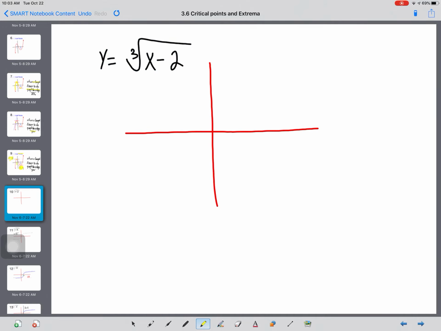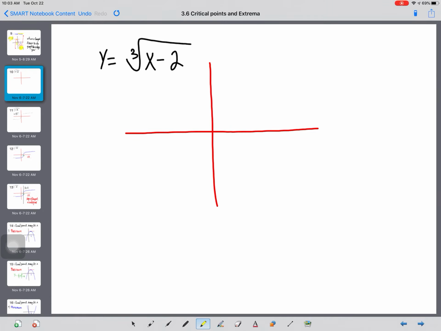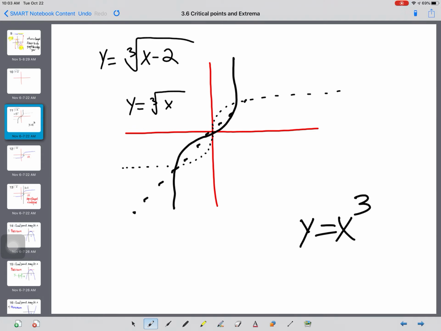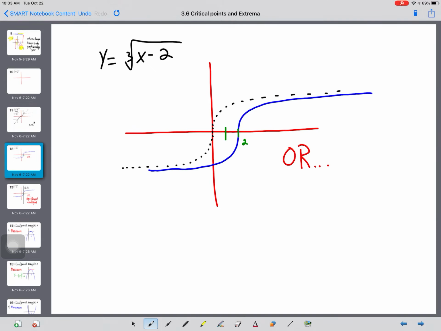So take a look at this graph, though. This is a cubed root. Now the cubed root of x looks like this. It comes through, goes up through 0, and turns and goes that way. Understand that the cubed root of x is the inverse of y equals x cubed. X cubed looks like this, and the cubed root of x is the dotted line. Remember how there are reflections over the line y equals x. Putting a +2 inside would simply take the graph and shift it 2 units to the right.